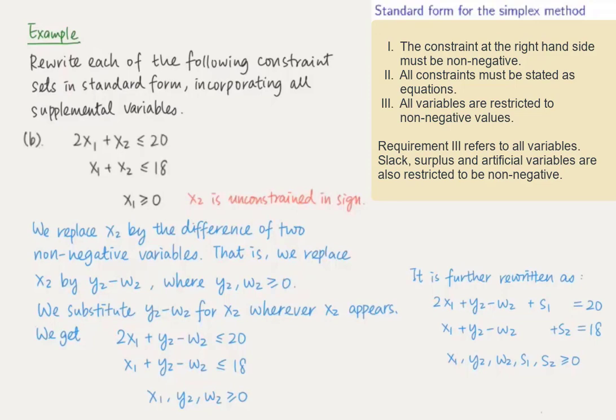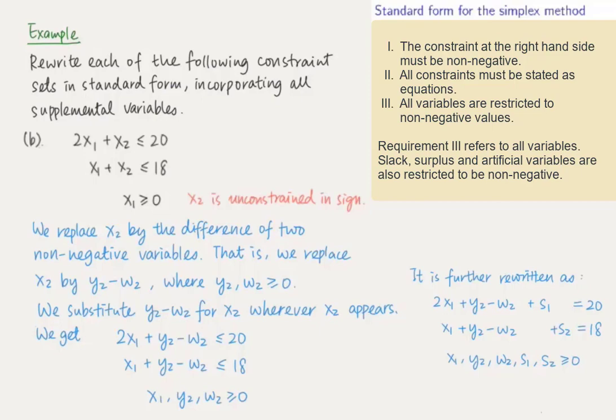For the first constraint, we add a non-negative slack variable s1. For the second constraint, we also add another non-negative slack variable s2. Our constraint set is now rewritten as the following form, where all the variables are non-negative, all the constraints are stated as equations, and the right side of each constraint is non-negative. It is now in standard form.